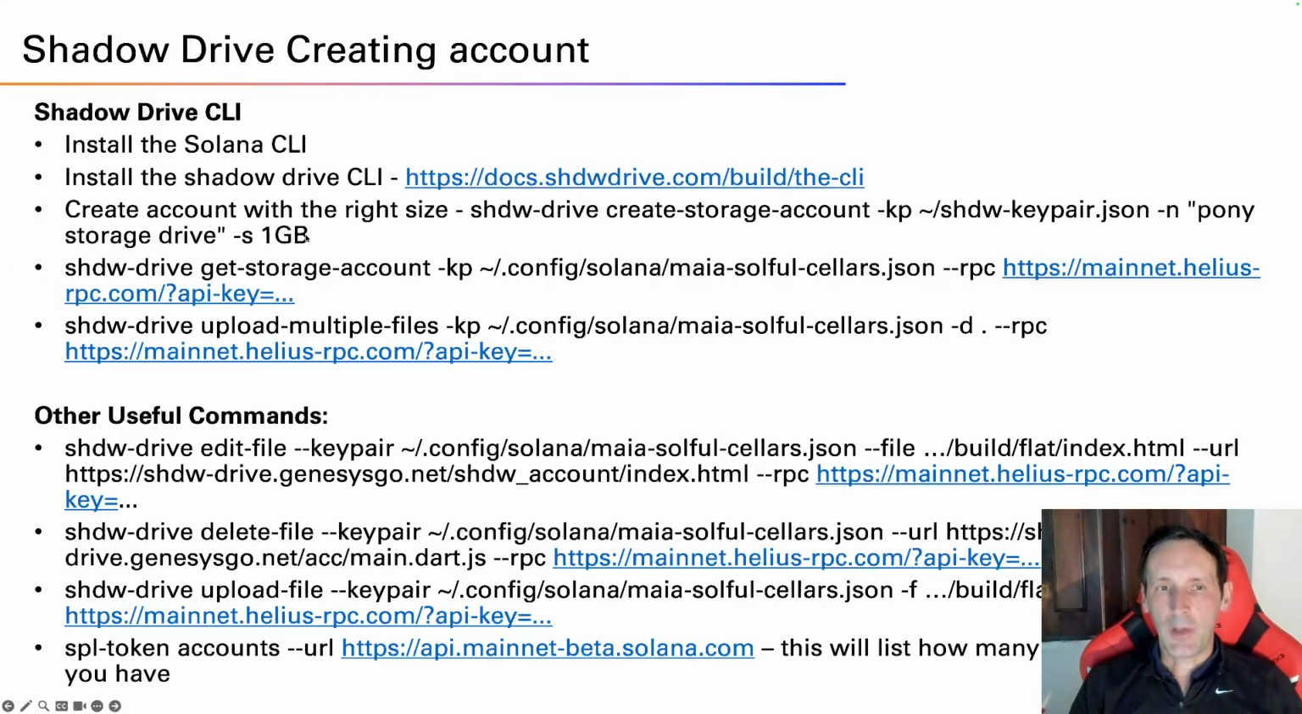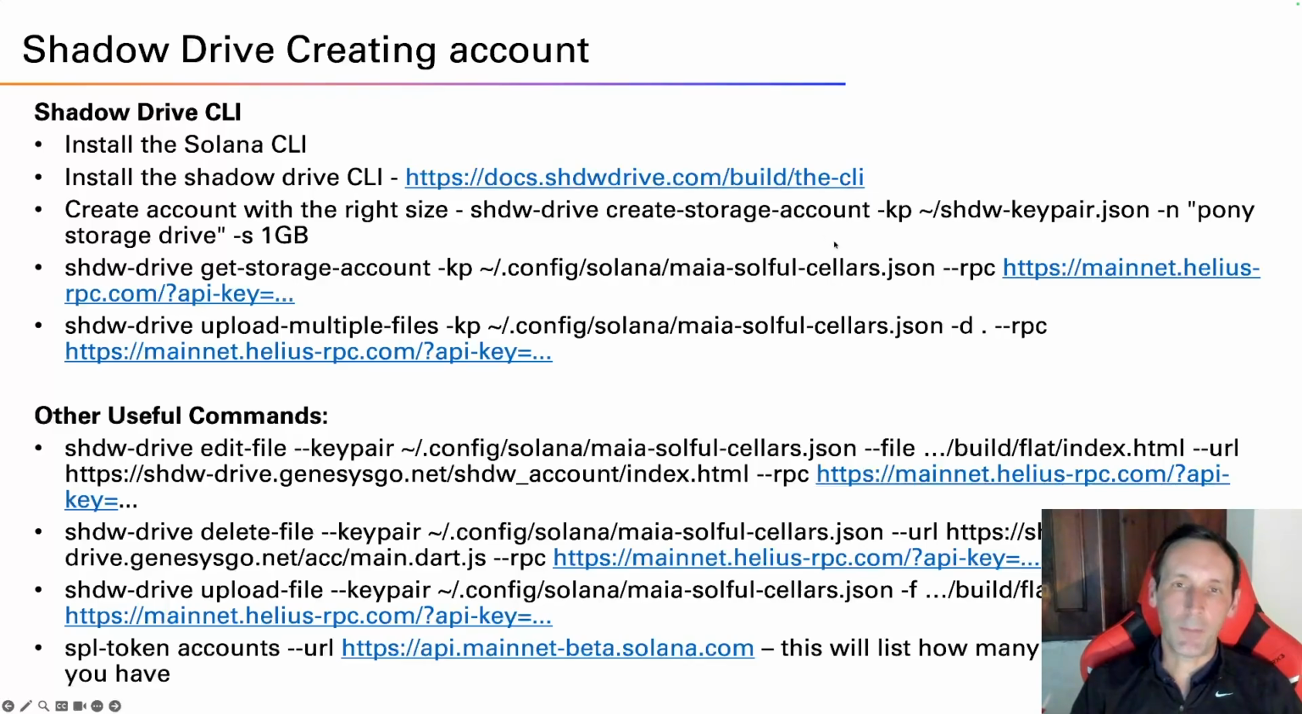You can create the account with the right size by basically just using this example command here. I actually took this one straight from the Shadow Drive documentation. And as you can see, this is the name of the command, Shadow Drive. So once you install the CLI, obviously this command will be available to you. So you can call Shadow Drive, create storage account.